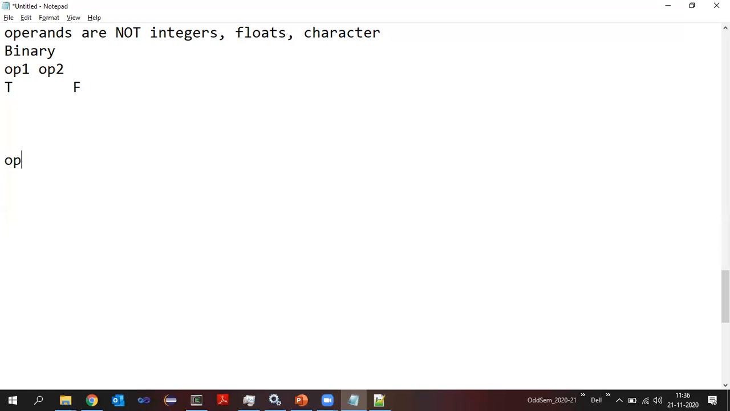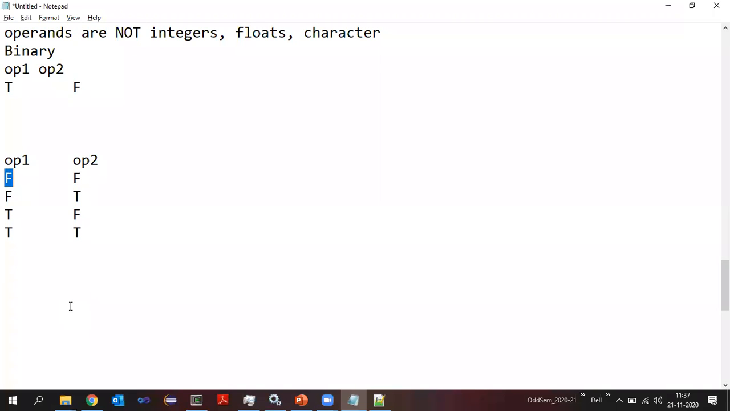Say this is operand 1, this is operand 2. First, both the operands can be false. Second possibility is that the first operand may be false and the second operand true. In the third instance, the first operand may be true and the second operand false. And the last possibility is that the first operand is true and the second operand is true. These are the 4 different possibilities we can have when we have a true or a false.